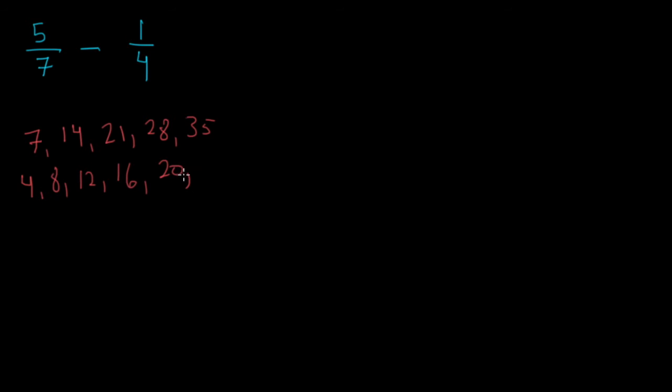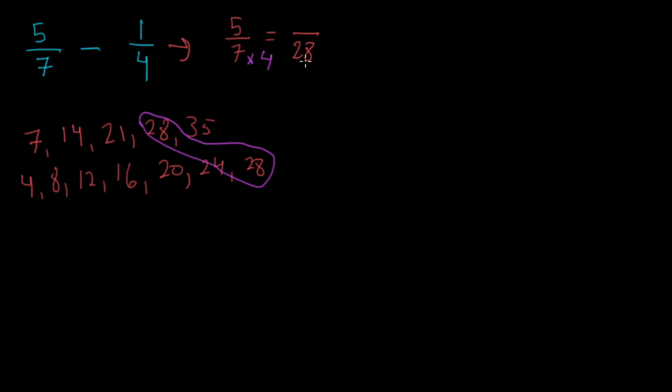Let's catch back up. 20, 24, 28. Always be looking for the match, and indeed we do have a match there. It's 28. Okay. So this gives us a new denominator of 28. So for 5/7 we need a denominator of 28, so we need to multiply the bottom by 4. 7 times 4 gives you 28.